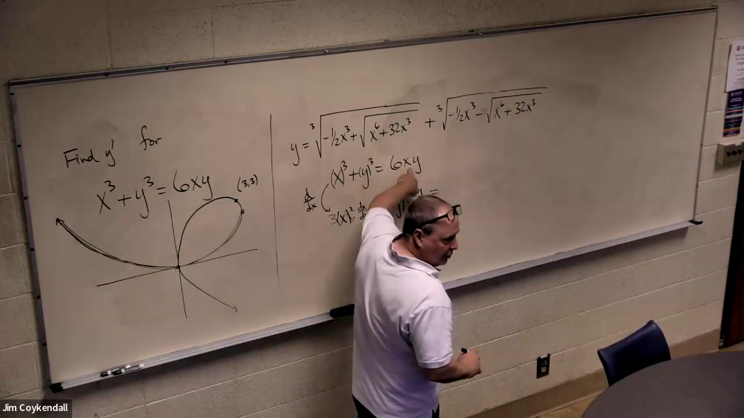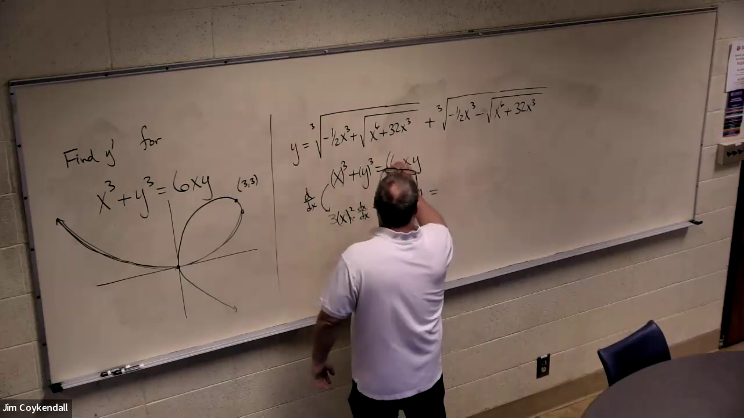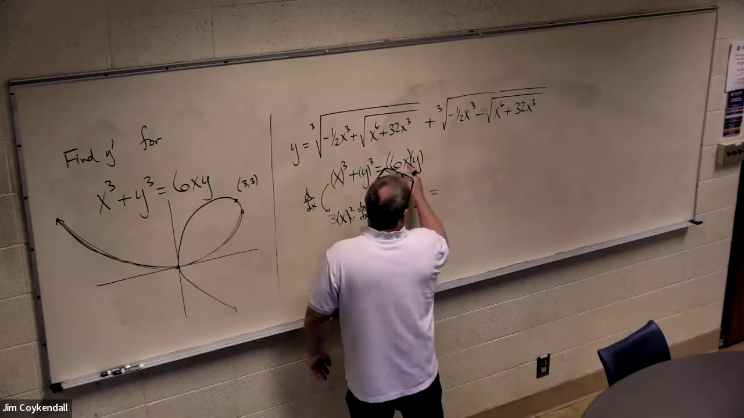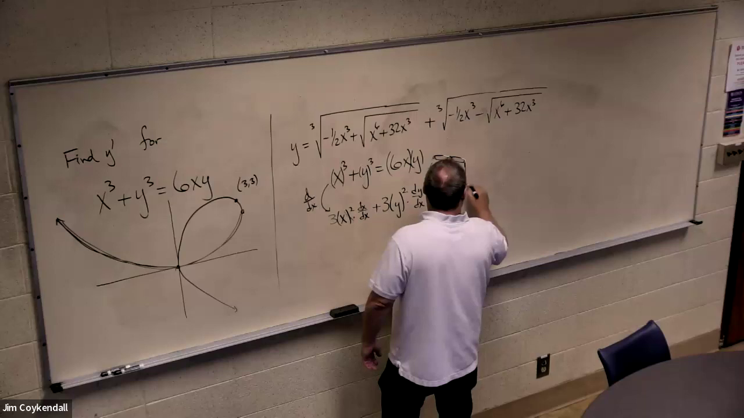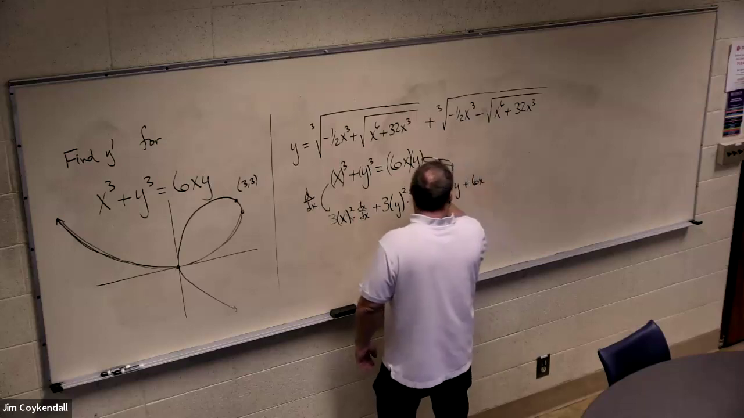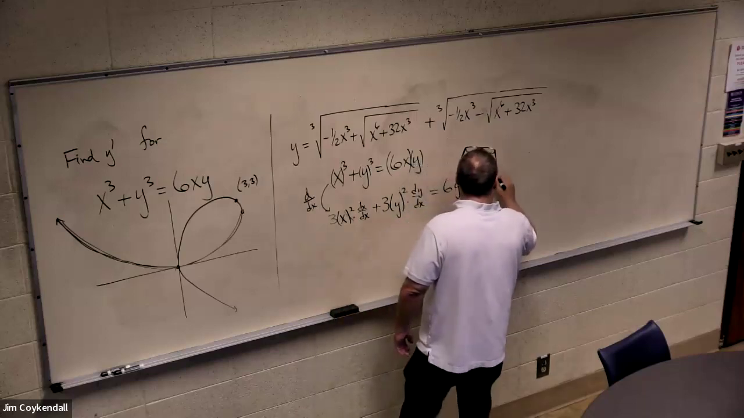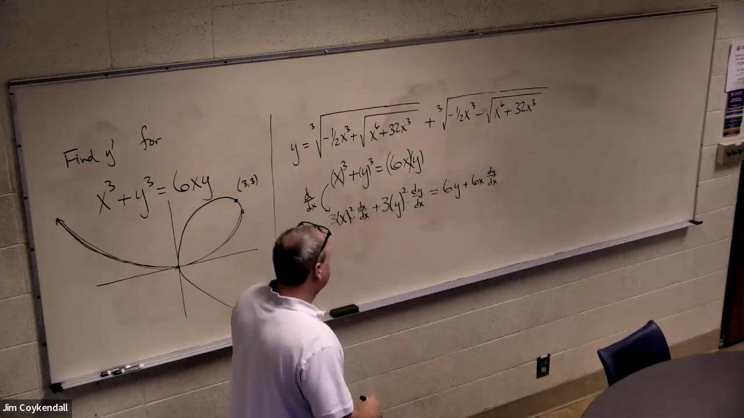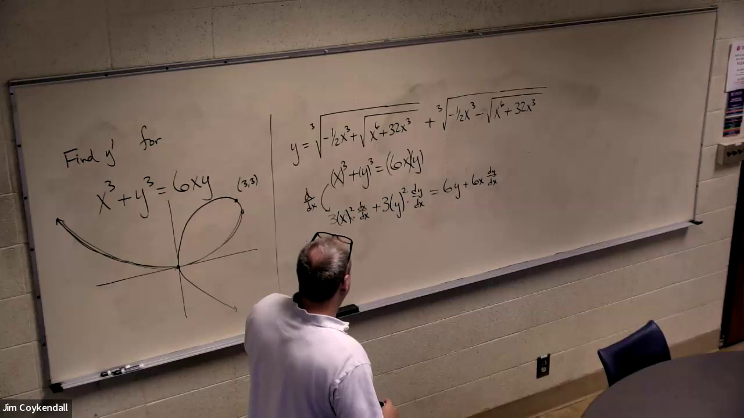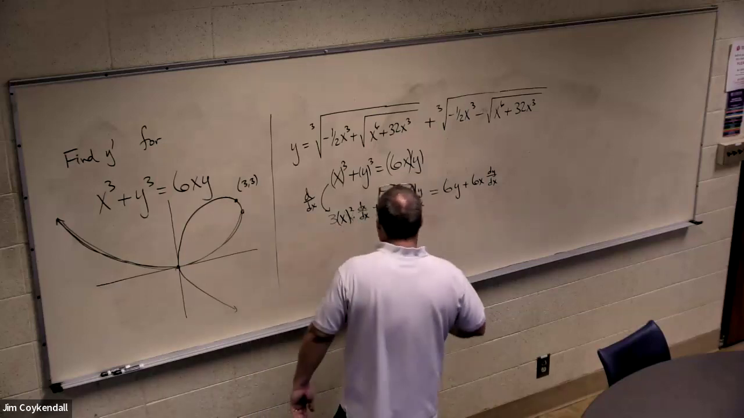This one is a product rule, right? So I'll do it this way. The derivative of 6xy is 6 times y plus 6x times the derivative of y. So let me write this a little bit cleanly.